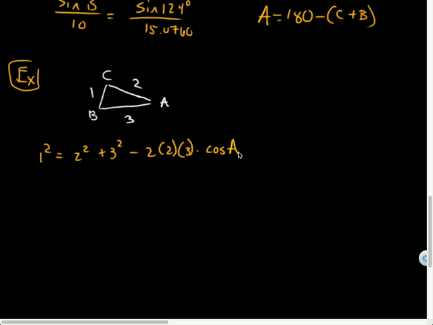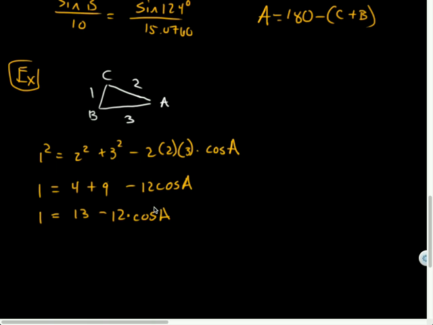Classic algebra problem, am I right? 1 squared is 1 equals 4 plus 9 minus, 4 times 3 is 12 times the cosine, 12 cos A. So 1 equals 13 minus 12 cos A. And then this is where people were like, oh, 13 minus 12 is 1, which they're right about 13 minus 12, but they're wrong about PEMDAS. Oh, so wrong. Because multiplication would come first.